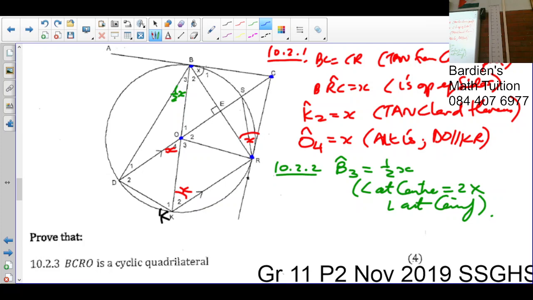So if we look at this, there are many lines here. If we can prove that this is x, we've done the job. Can you see there, these are angles in the same segment? Okay, you all agree with that?